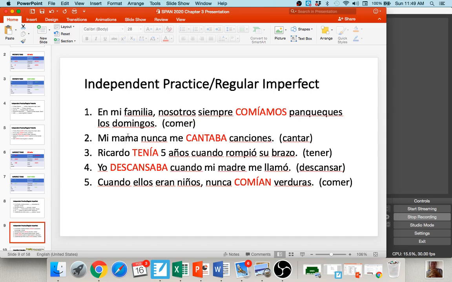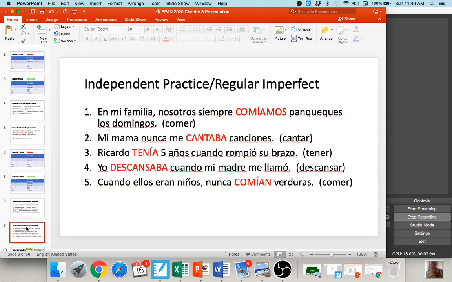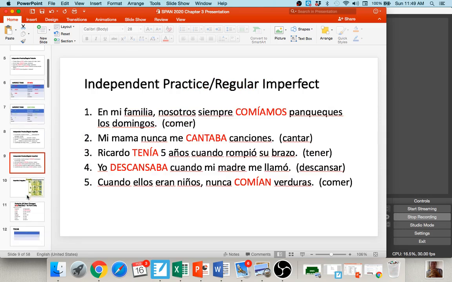Number 2, my mom nunca, never, me cantar canciones. She never used to sing songs to me. So if cantar is to sing, we're going to chop off our AR. For the she form, we're going to add back aba, and you should end up with cantaba. Okay, hopefully these are not too bad for you.